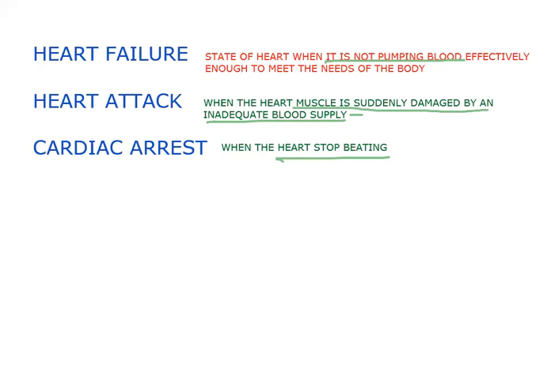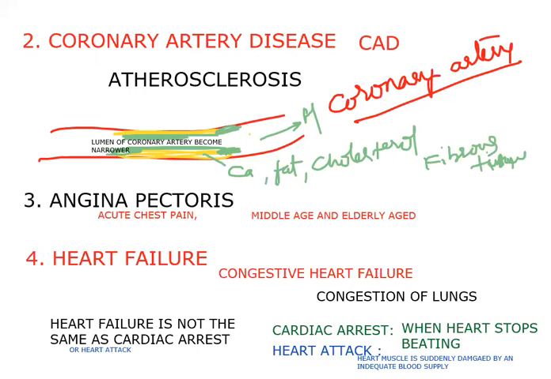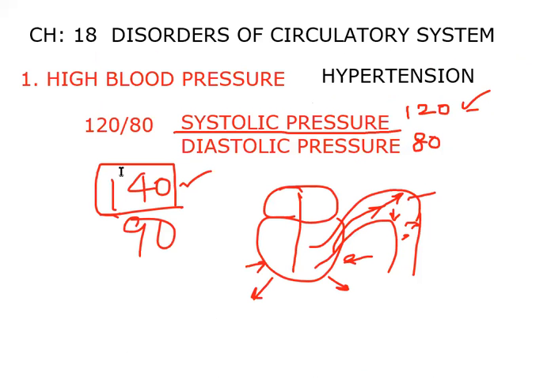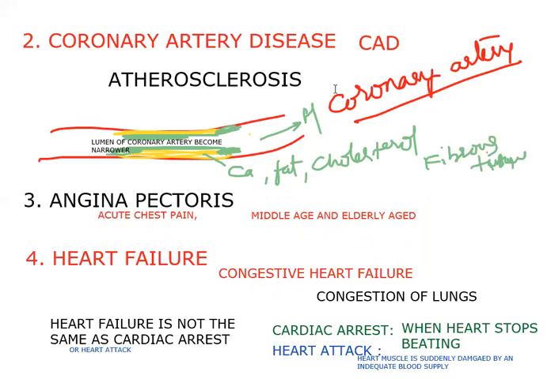Okay, let's take a look back again here. High blood pressure, continuously or after regular checks. If the person is having more than 120, say 140, 150, we can say he is having hypertension, high blood pressure. And the coronary artery disease, also called atherosclerotic heart disease. In atherosclerosis, the lumen of the coronary artery becomes narrower because of the accumulation of calcium, fat, cholesterol, and fibrous tissue.